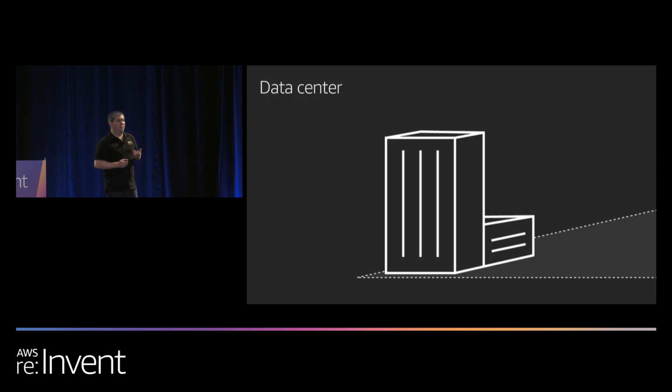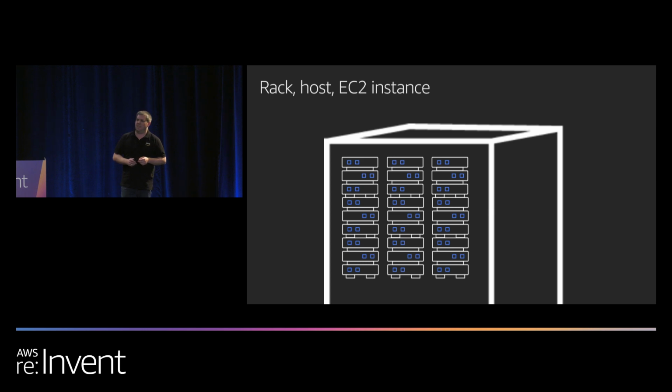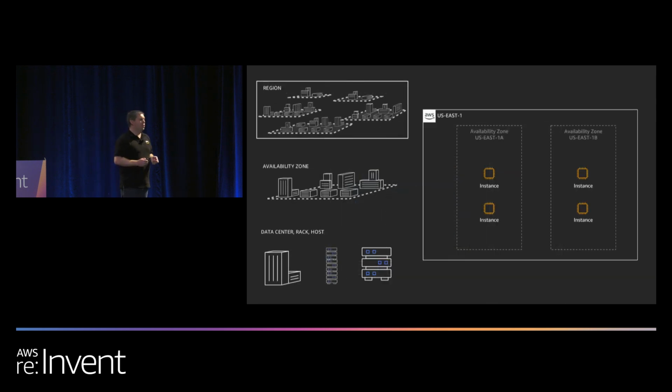Now, inside an availability zone, we have one or more data centers. And inside the data centers, as you would expect, we have multiple racks, and inside those racks, we have lots of hosts. Those hosts are the ones that are running things like your EC2 instances. And going back to our diagram, we can place those EC2 instances now within the availability zones. And it probably now makes a little bit more sense why they're placed there, given that they're in a data center inside an availability zone.